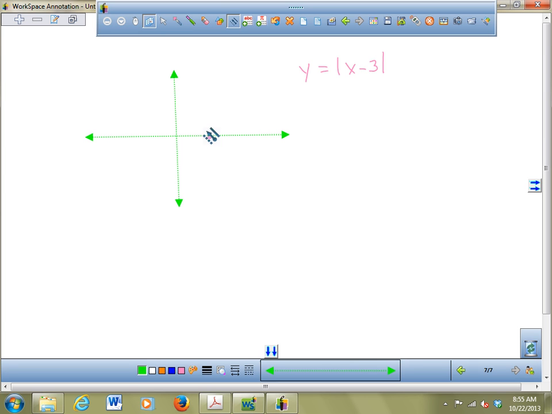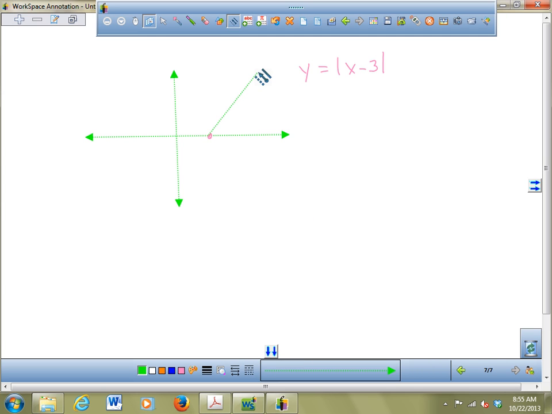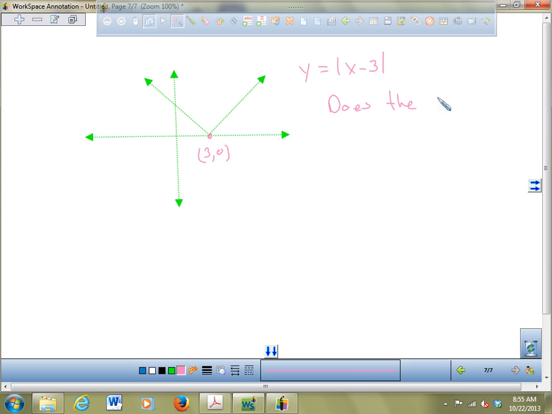That looks like a V-ish thing, right? It goes up like this, and it goes up like this. And then this would be the point 3, 0. Does the MVT hold on, let's say, 1, 2, 4?